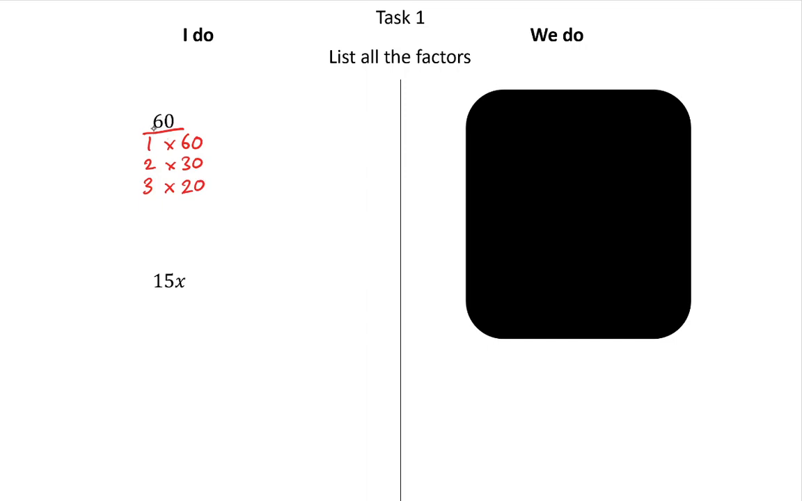What about 4? Is 60 divisible by 4? If I don't know, I can always use the bus stop method. 4 goes into 6 once, remainder 2, and there are 5 4's in 20. So we have 4 times 15. What about the number 5? Does 5 go into 60? Well, I can divide it by 10 and then double it, right? So 60 divided by 10 is 6, doubled is 12.